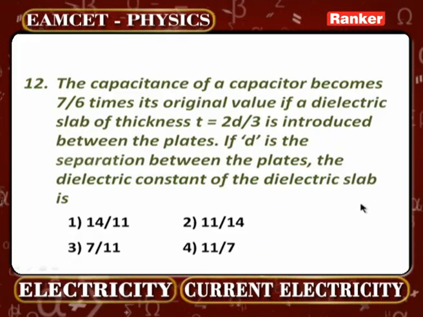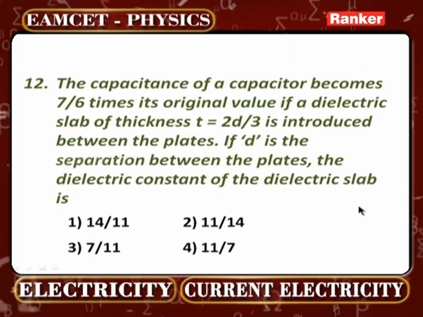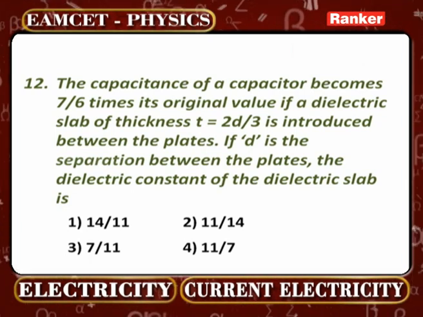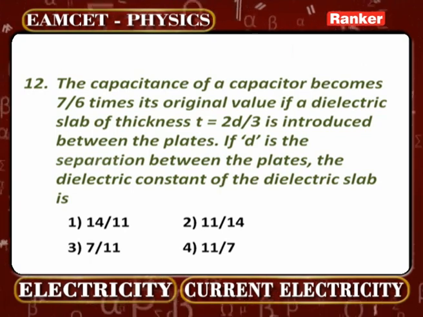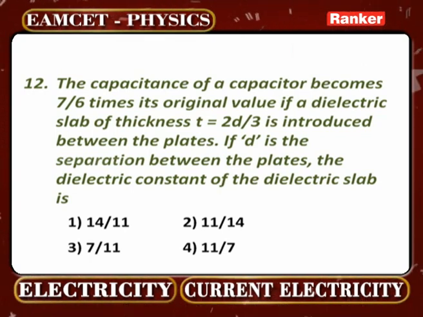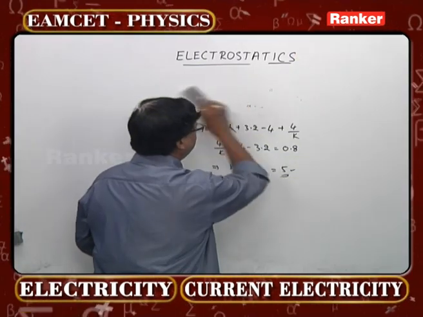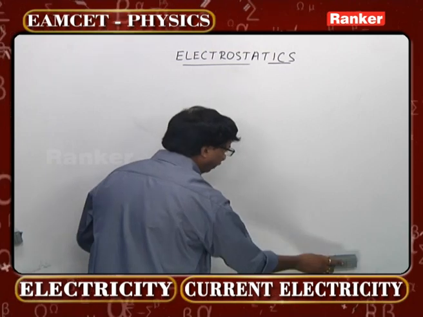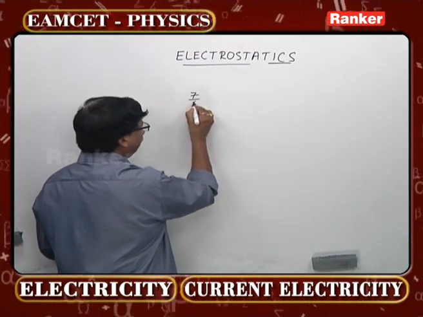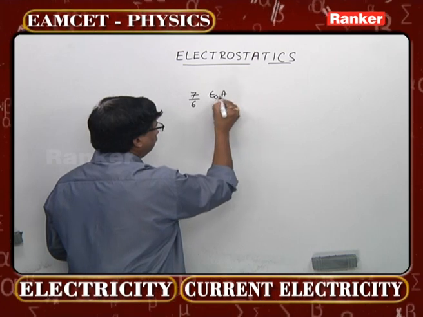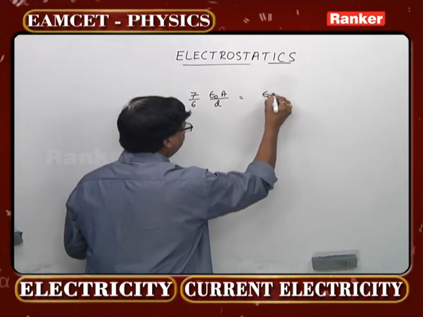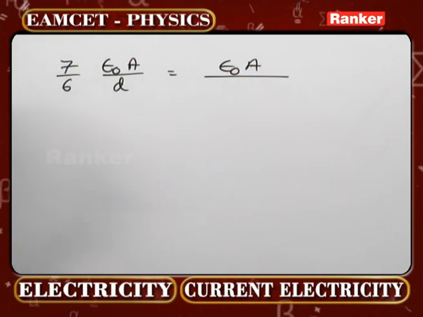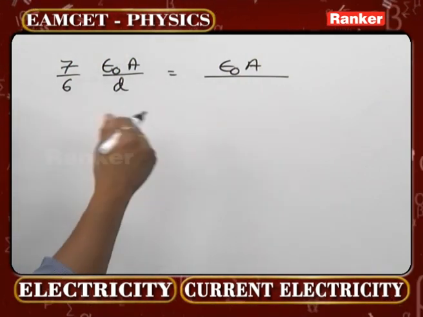The capacitance of a capacitor becomes 7 by 6 times its original value if a dielectric slab of thickness T is equal to 2D by 3 is introduced between the plates. If D is the separation between the plates, the dielectric constant of the dielectric slab is how much? Capacitance of a capacitor becomes 7 by 6 times the original value. That is the point. So you can write 7 by 6 times epsilon naught A by D must now be equal to epsilon naught A by D minus T plus T by K.